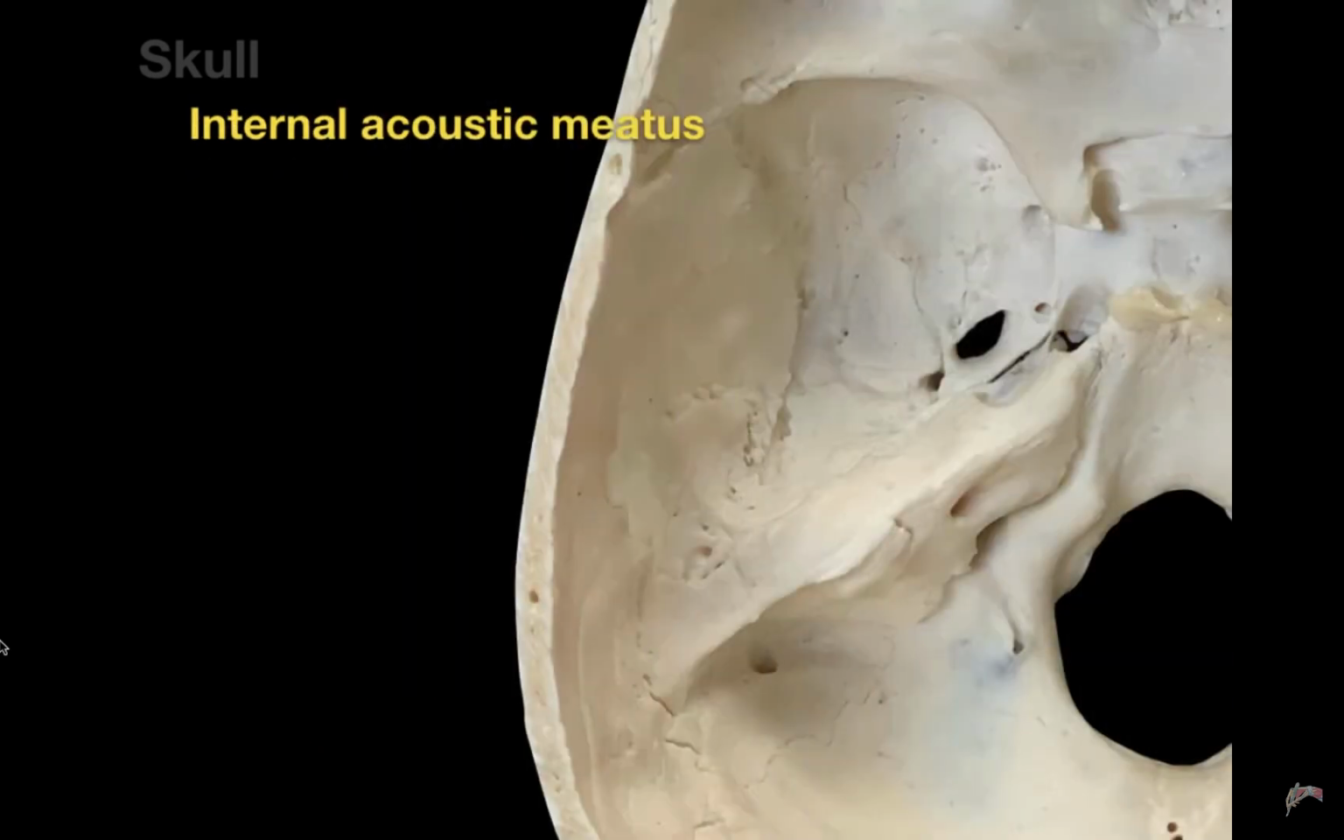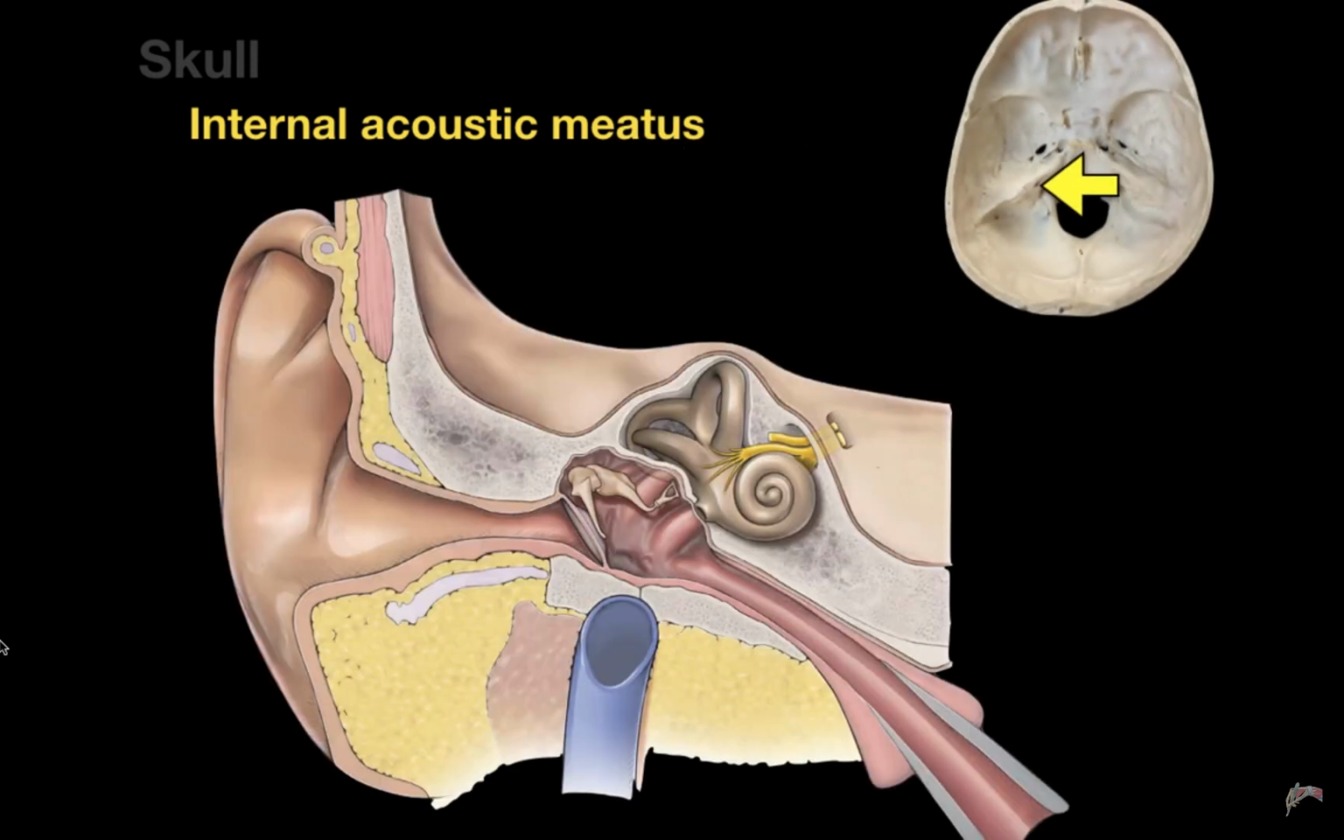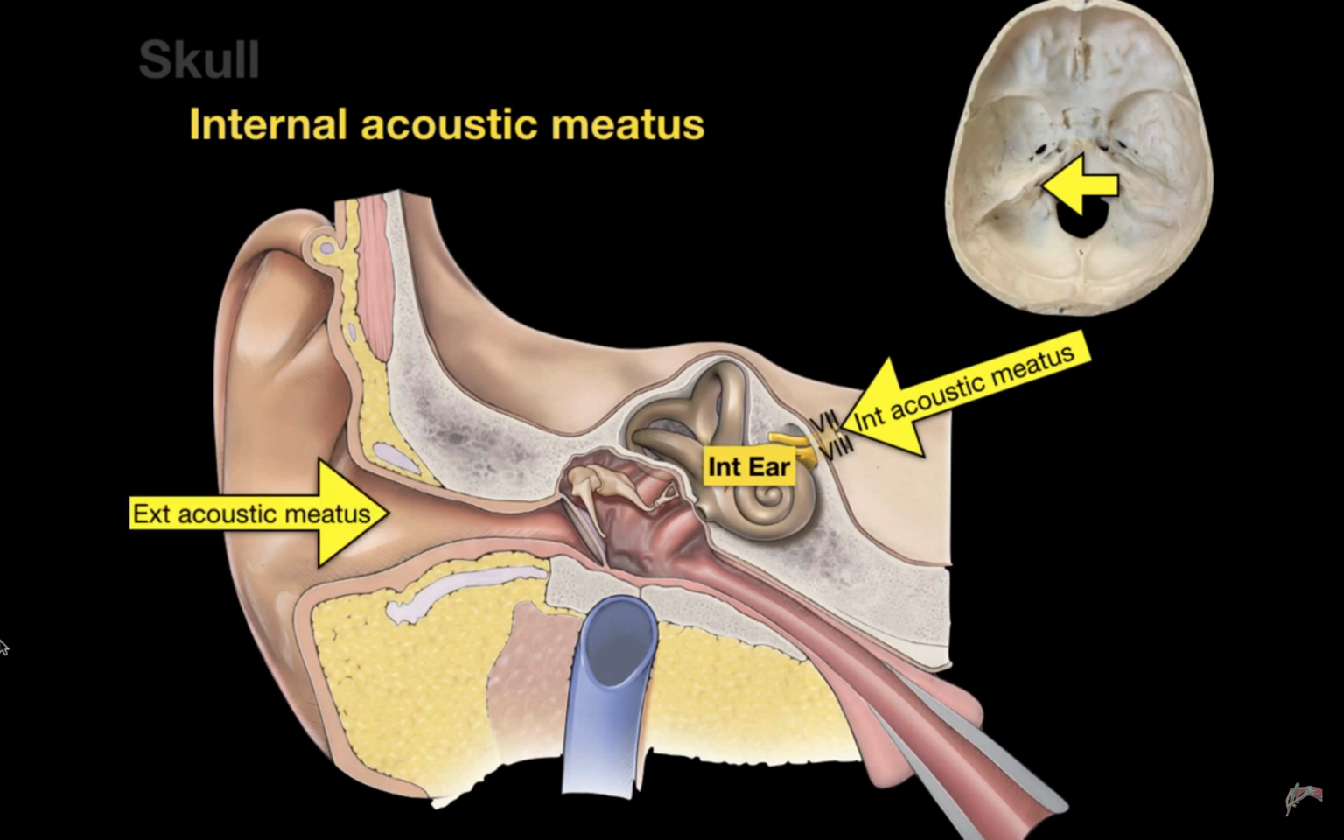Now, the internal acoustic meatus is right there. Internal means inside, and acoustic means to hear. Here we've got this coronal section again. There's our internal acoustic meatus with cranial nerves 7 and 8 going into our internal ear for the cochlea and semicircular canals for cranial nerve 8. Now there's our external acoustic meatus, which is the external ear.